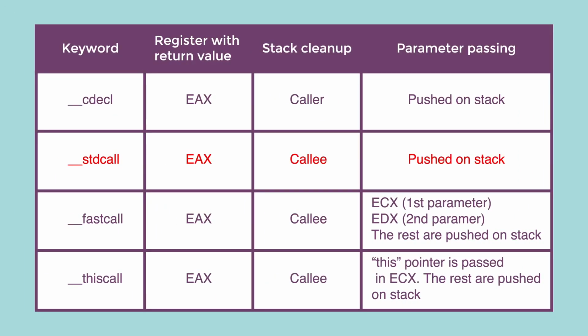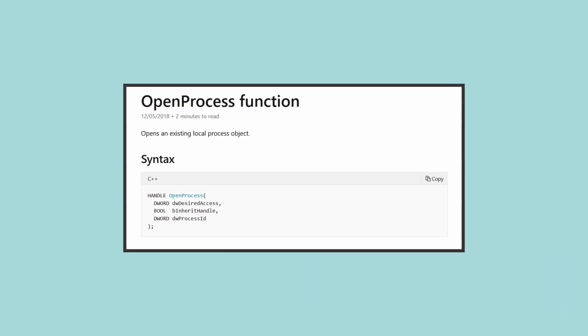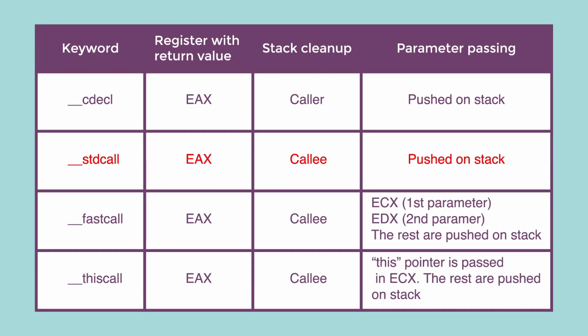stdcall calling convention. This calling convention is mainly used by the Win32 API functions on Windows, like the OpenProcess function of the Win32 API. The caller function must push the function parameters on the stack and the called function must clear them. The return value is stored in EAX.